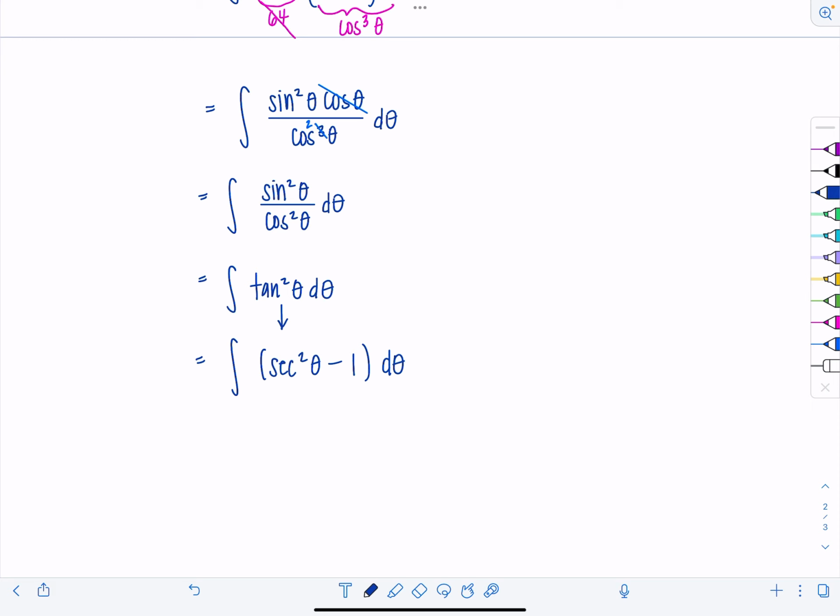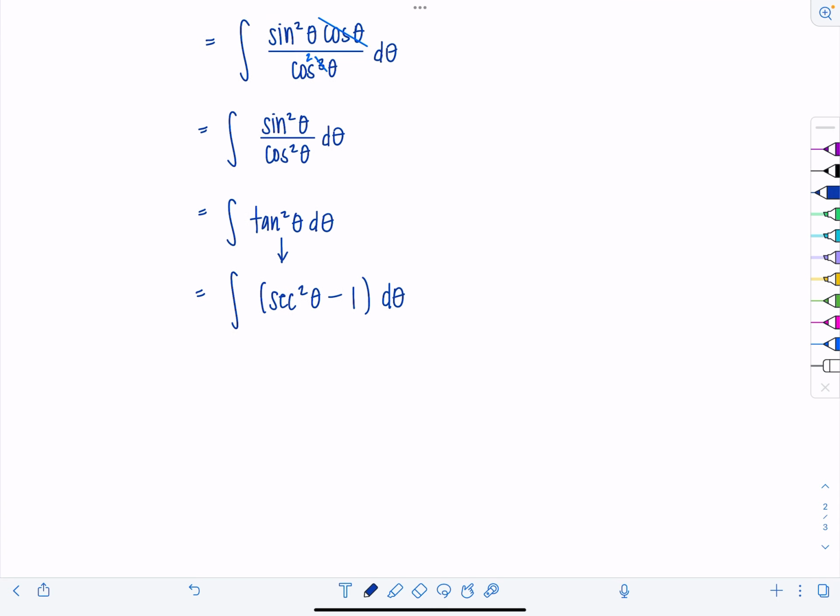And then from here, we're home free because we do know the antiderivative of secant squared, right? We memorized all those back in Calc 1. The antiderivative of secant squared theta would just be tan theta, minus the antiderivative of 1, just theta. Very good. Plus c. So now you put plus c since we anti-differentiated.